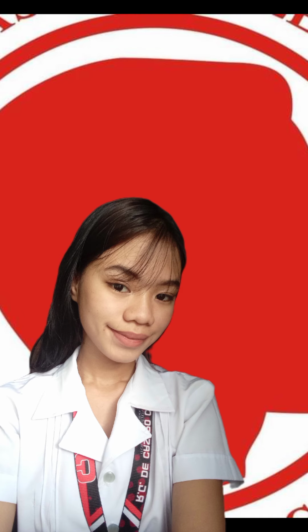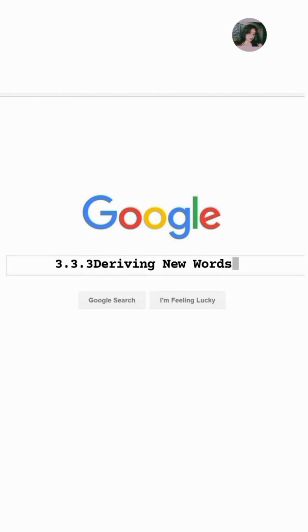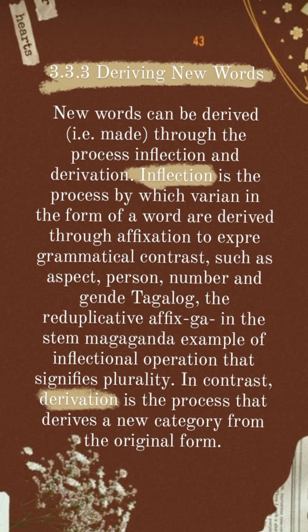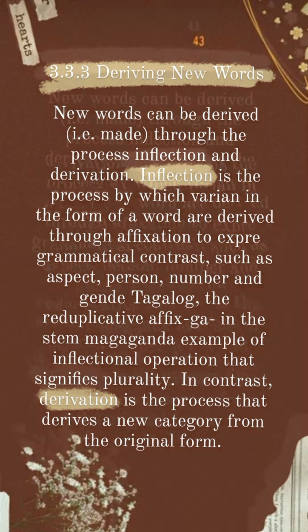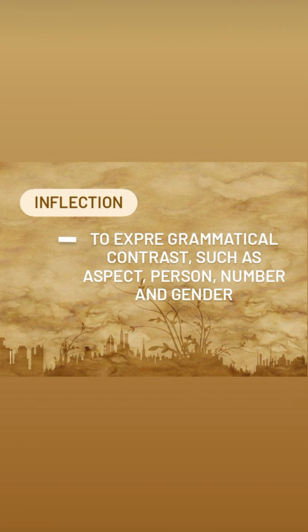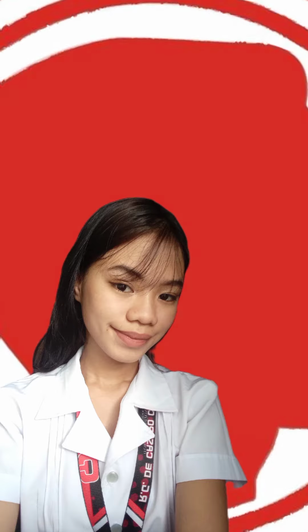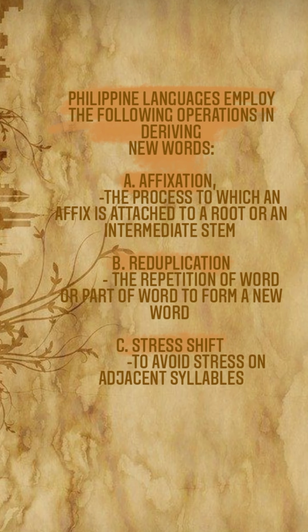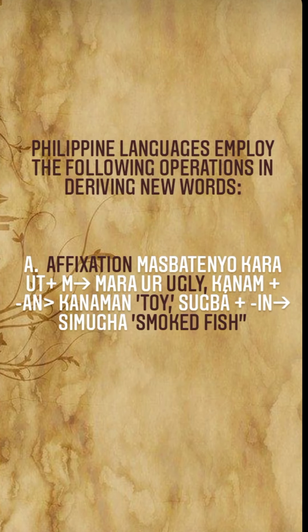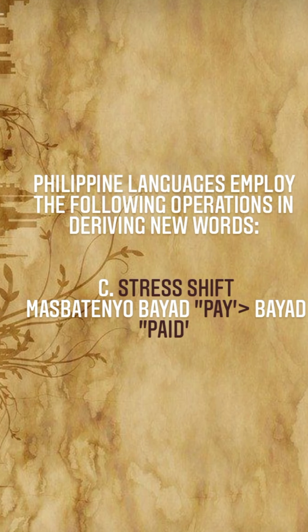And now, we have our last topic, deriving new words, in which new words can be derived through the process of inflection and derivation. Inflection is derived through affixation to express grammatical contrasts such as aspect, person, number, and gender. In the Tagalog word magaganda is an example of an inflection operation that signifies plurality. The Philippine languages employ the following operations in deriving new words: affixation, reduplication, and stress shift.